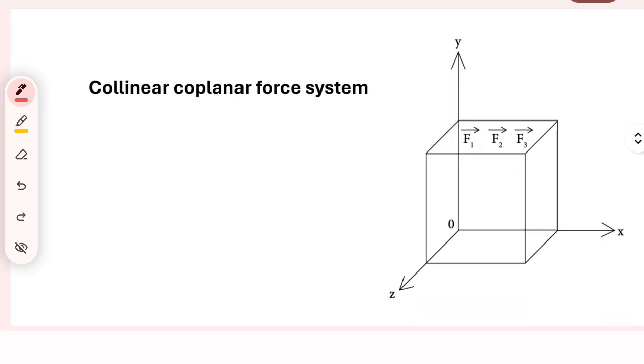It is the collinear coplanar force system. Collinear, that means one line. Coplanar, one plane. And in the diagram here, we have F1, F2, and F3. They lie on the same plane, coplanar, and they are on the same line. That means collinear. So the forces are collinear coplanar.